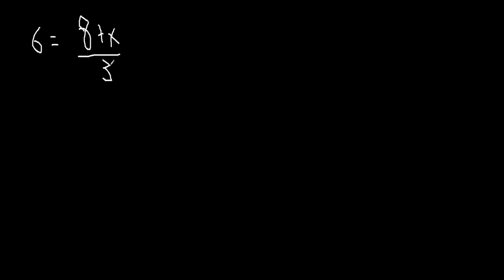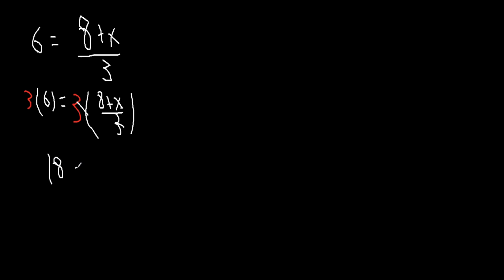And since we're dividing by 3 here, we have to multiply by 3 and do this on both sides. Multiplying is the opposite operation. So that gives us 3 times 6 equals 3 times 8 plus x over 3. So of course these 3's cancel out, and we're left with 18 equals 8 plus x.